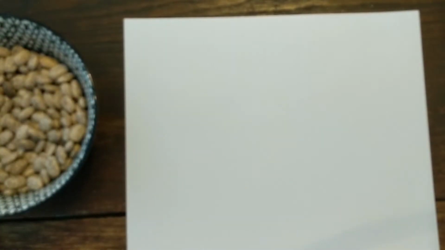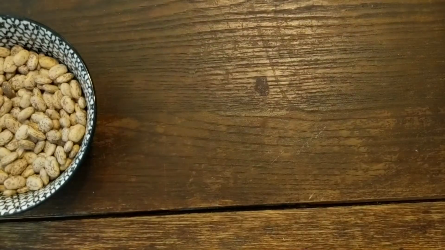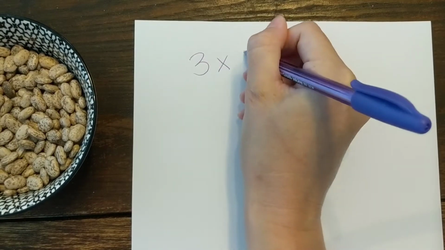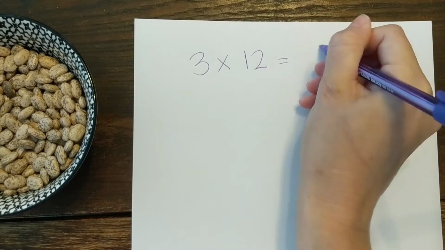It's Miss Truitt here to talk to you about dividing and multiplying using manipulatives and strategies. So again, I have my pinto beans here, and since we've been going over a lot of multiples of 12 in our BCSD packets, I think we're going to start with 3 times 12.